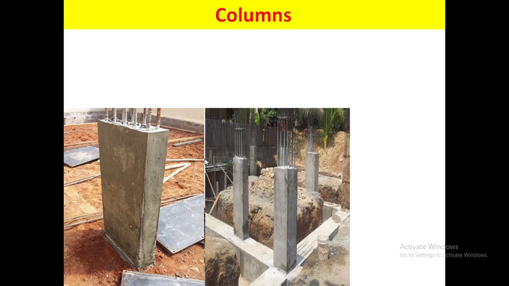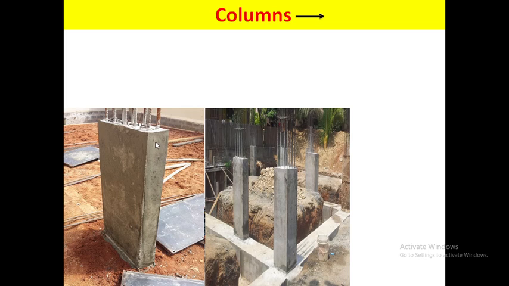This is a column. Column means it is RCC, reinforced cement concrete. At the top, these are called reinforcements. Reinforcements are provided. The ingredients of this RCC are cement, fine aggregate, coarse aggregate, and reinforcement.